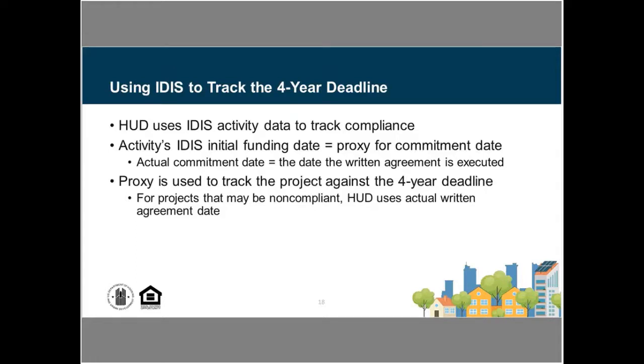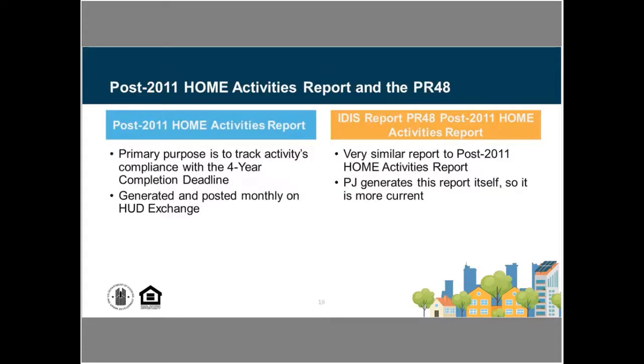We essentially want to know as far in advance as possible of having risk of missing that deadline, so we can try to intercede and see what can be worked out. Our resources within IDIS include both an online report and an IDIS report that the PJ themselves can run. These two are very similar, but as with many of these, there are some variations between the posted report that HUD provides and the report that you can run.